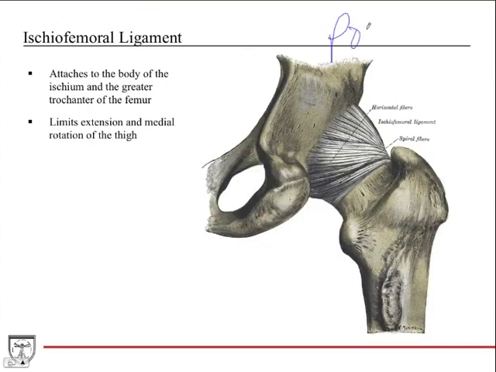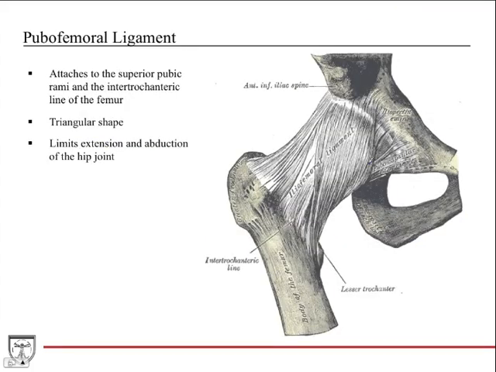Ischiofemoral, so this is a posterior view, attaches to the body of the ischium and the greater trochanter of the femur. So again, here you see it wrapping around like this, and it comes out from the body of the ischium here, and then it travels in here to attach to the greater trochanter, which would be in here, and it limits extension and medial rotation of the hip. Pubofemoral ligament, found in here.